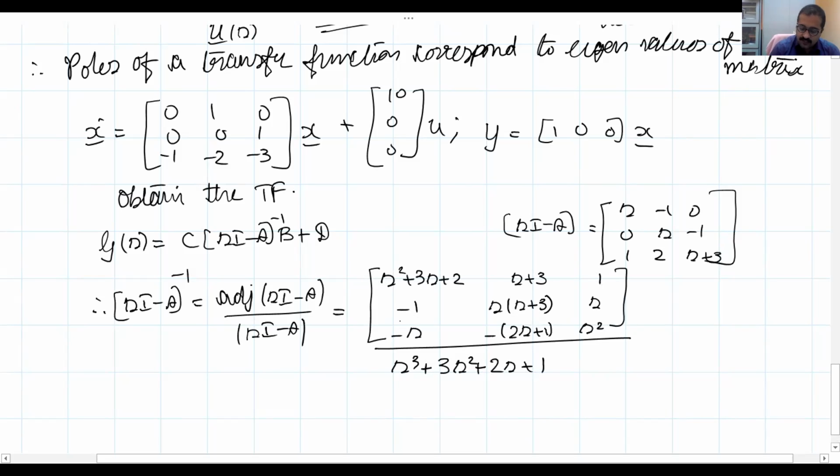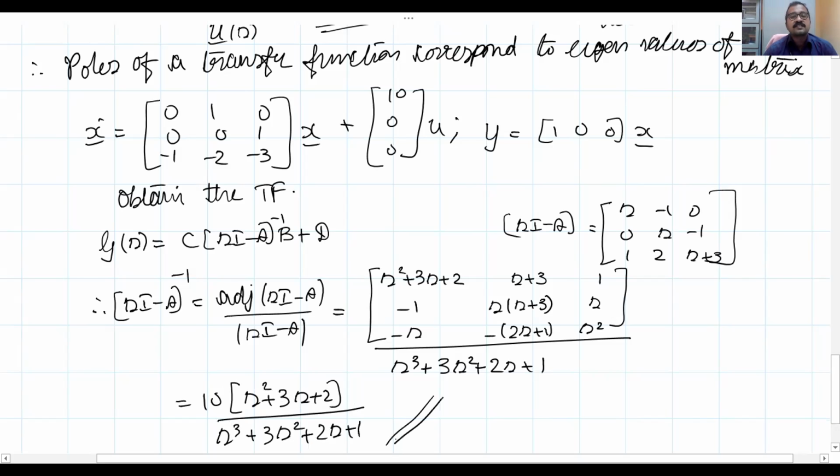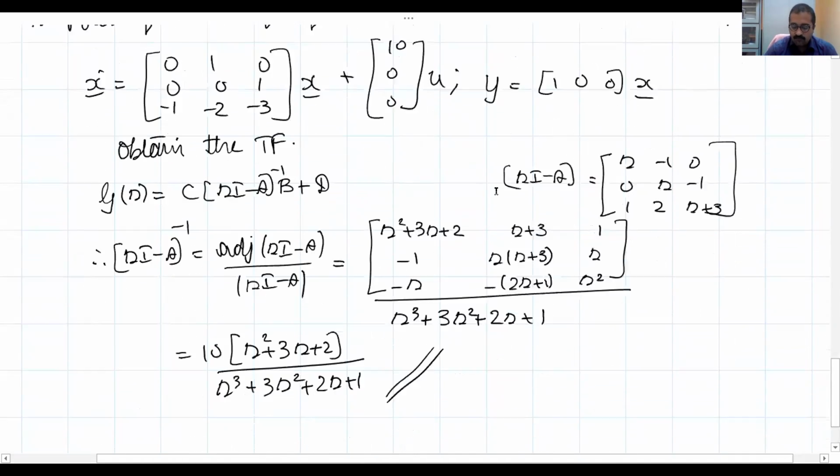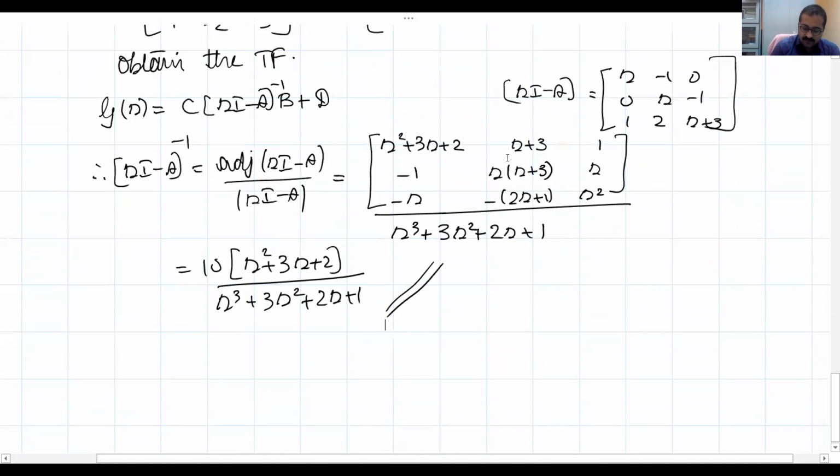Okay. So if you solve this, finally you will get 10 into s square plus 3s plus 2 whole divided by s cube plus 3s square plus 2s plus 1. This is the transfer function. So we started with the state space form ABCD matrices, and now we have landed up with the final transfer function. G of s is equal to 10 into s square plus 3s plus 2 whole divided by s cube plus 3s square plus 2s plus 1.